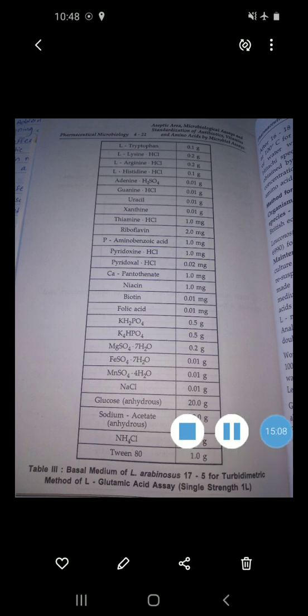Then the method for determination of serum amino acid. For that, for example, Streptococcus faecalis. Then for the maintenance medium, lactobacilli agar at 4 degrees Celsius for 24 hours. Culture in 10 ml lactobacilli broth, centrifuged and the deposit resuspended in 20 ml of sterile saline. Of that suspension, 0.5 ml is made up to 20 ml by the use of sterile saline.